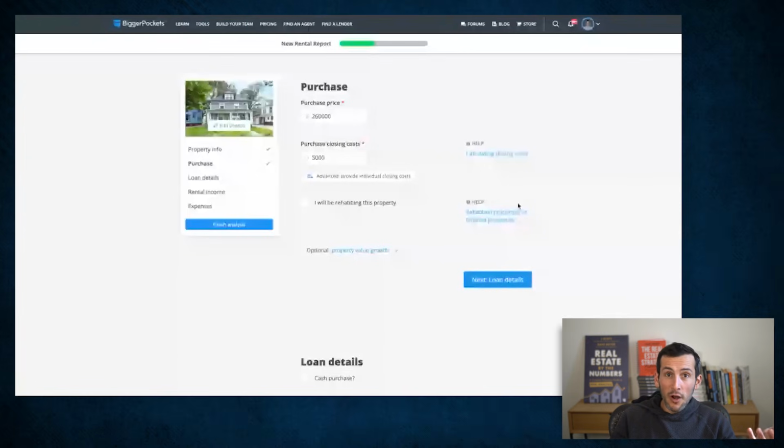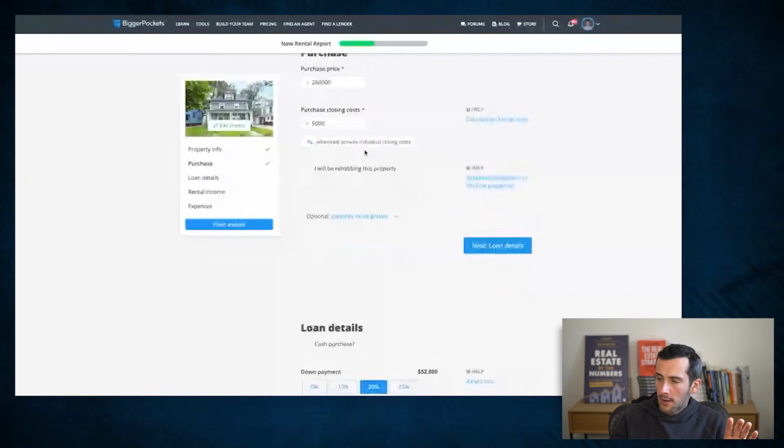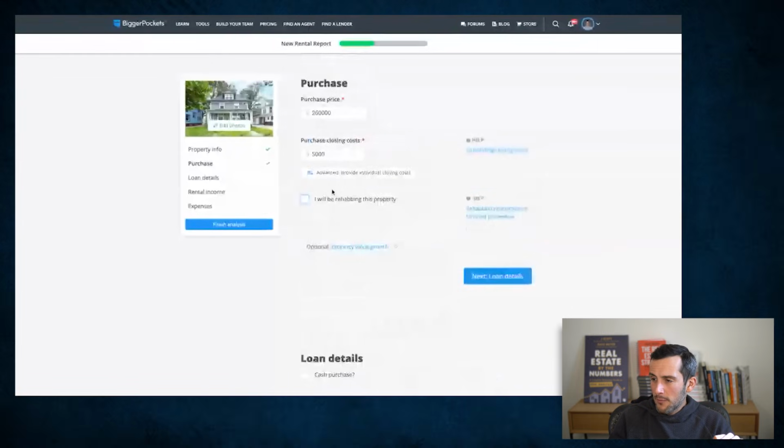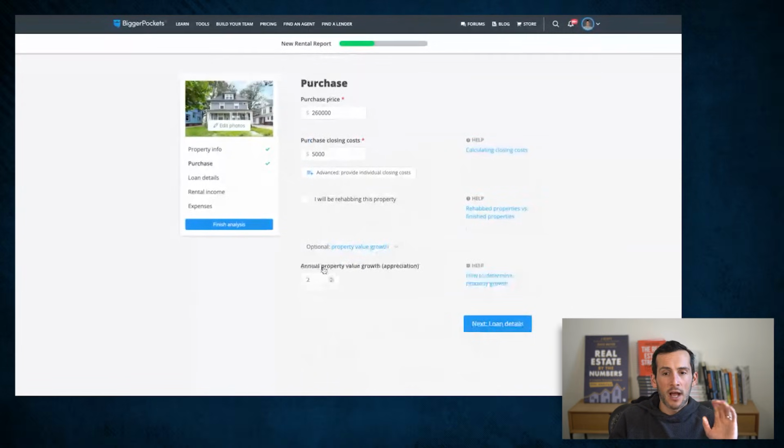Now, if you want to rehab the property and you're going to be making upgrades to it, you can hit this button. I will be rehabbing, and you can enter some additional information. But this one's already been rehabbed, which is super nice, so I'm not going to click on that. But I will be going to property value growth. Right now it's at 2%, which I'm going to keep because over the history of the United States, the average appreciation rate is about 2.5%, 3%. I'm going to keep it lower at 2% because I like to be conservative, and I recommend you do the same.